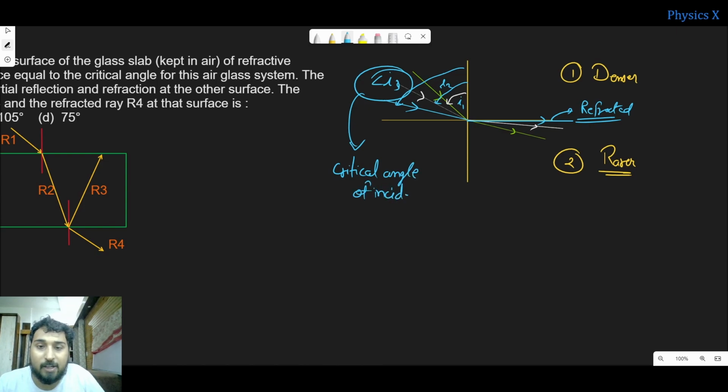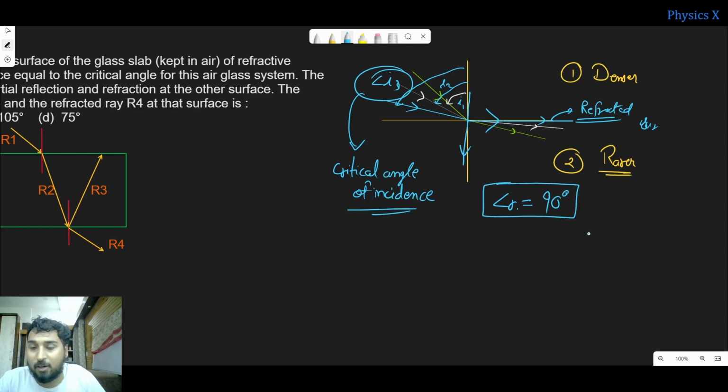So the critical angle of incidence is the angle at which the refracted ray is on the surface of the boundary of these two materials. The refracted ray path is on the boundary of this denser and rarer medium. Or you can say that the angle of refraction is what? This is your normal, this is your refracted ray. So the angle of refraction becomes 90 degrees.